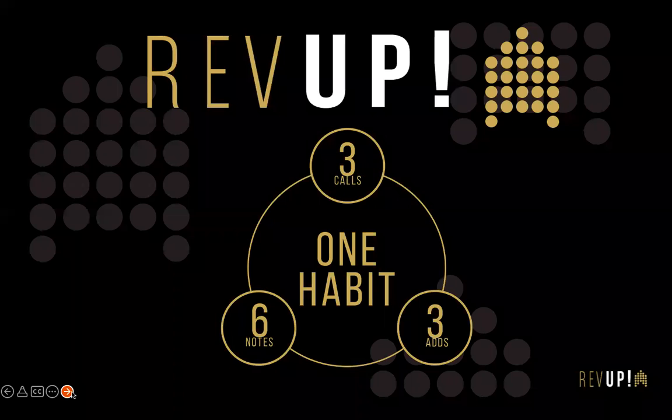Think about this. If you add 3 people a day, 5 days a week, that's 15 people a week times 4. That's 60 people a month to your database. 60 times 12. That's just under 1,000 new people in your database for the year. And all you did was take 5 minutes to make 3 calls. So this is a very simplistic way to build your database and close more deals.